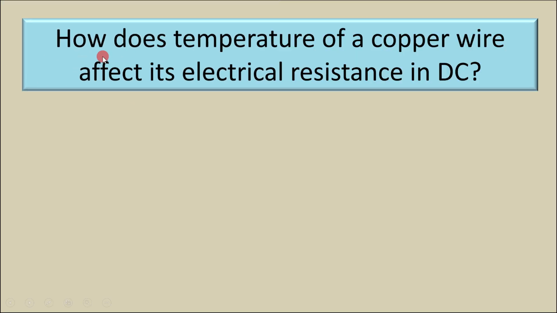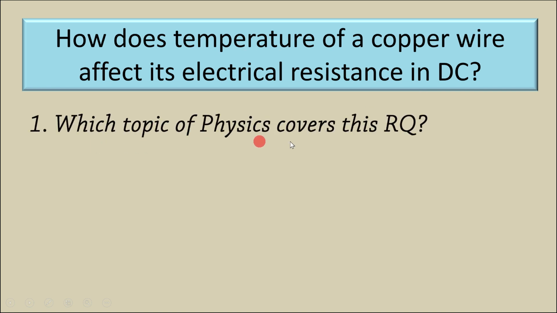Let's concentrate on this research question to make that special paragraph. How does temperature of a copper wire affect its electrical resistance in DC? Question number 1. Which topic of physics covers this research question? Do not write this question. Please answer this question. Implicitly mention that this topic, for instance, relates to electricity, a special branch of physics.